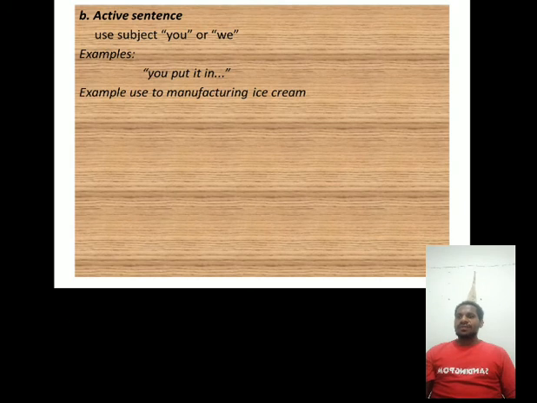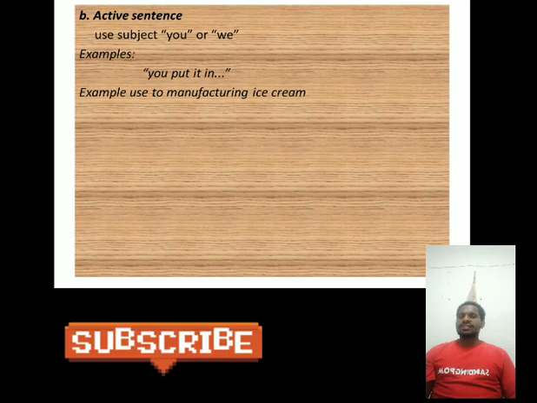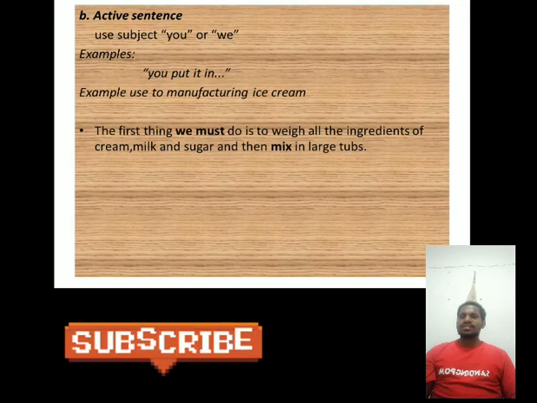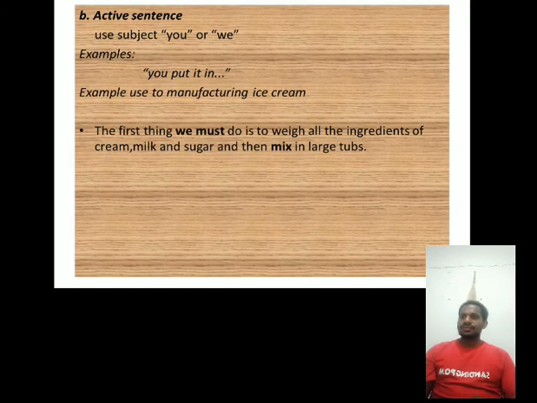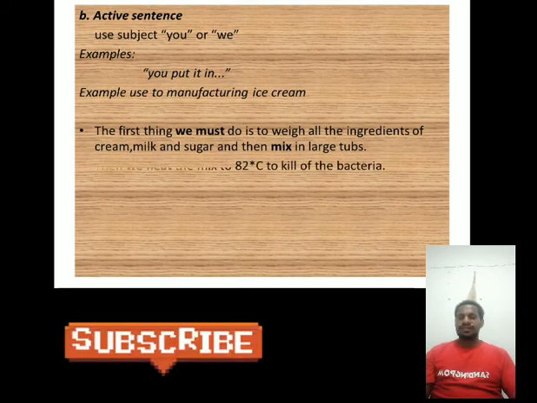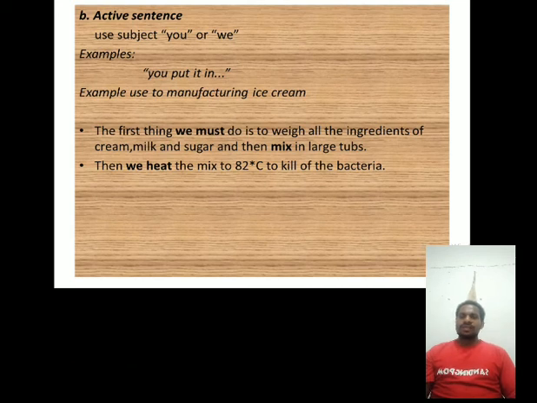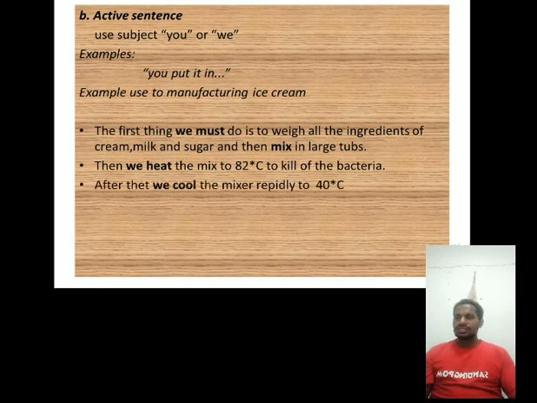Example used for manufacturing ice cream. The first thing we must do is mix all the ingredients of cream, milk and sugar in large tubs. Then we heat the mix to 82 degrees Celsius to kill the bacteria.